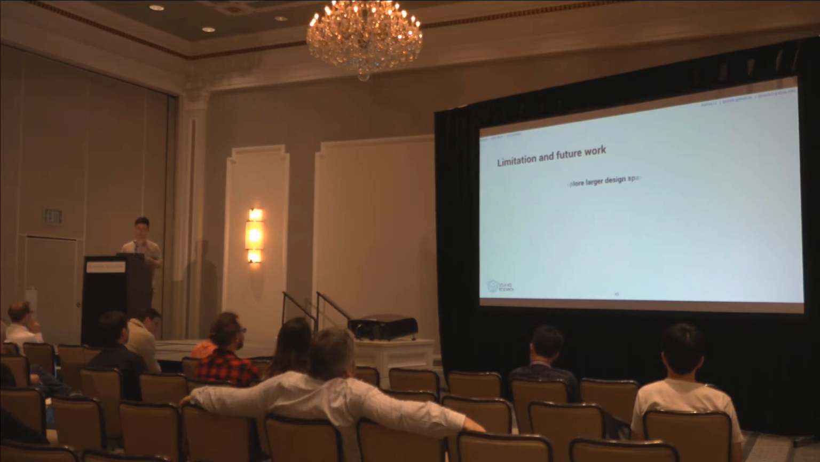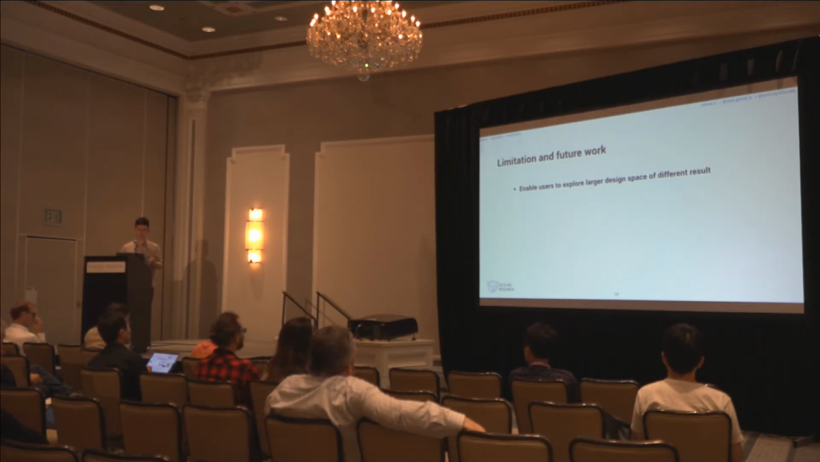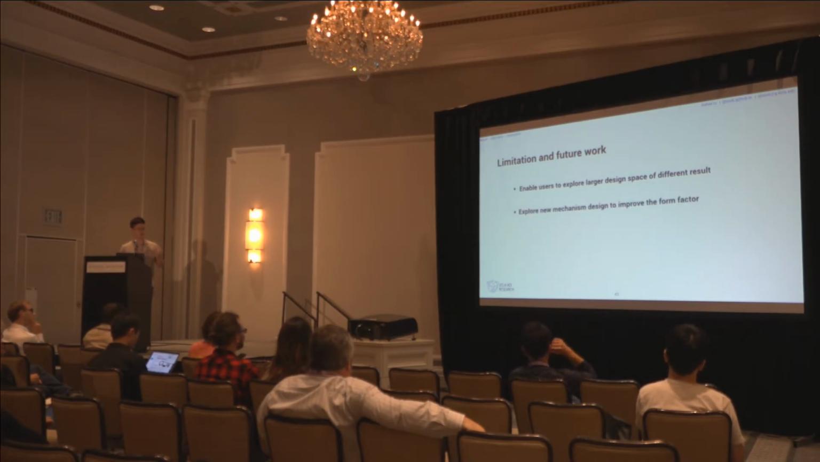For example, some reported that when they are picking one typical mechanism, they don't know how things work. So in future work, we will enable users to explore a larger design space of different results to feel more engaged in the design process and with less confusion. Some also think that the mechanisms outside of the objects look strange or bulky. So we will explore new mechanism design to improve the form factor.